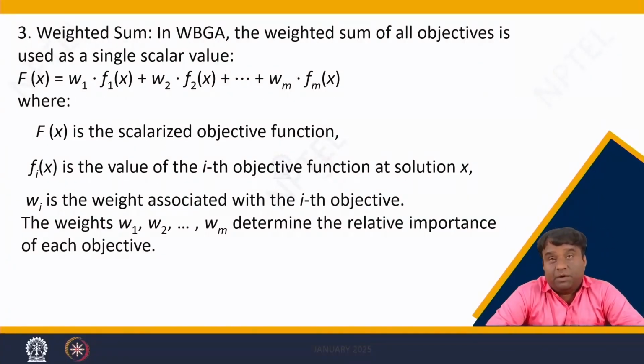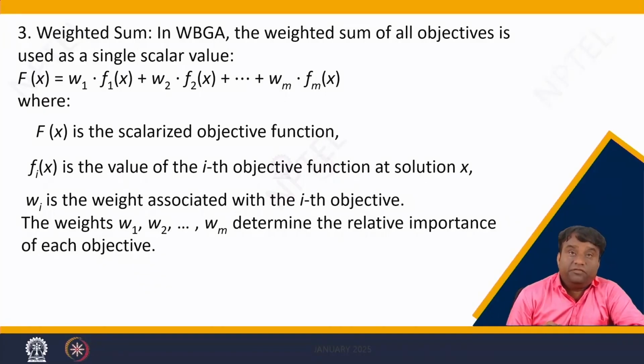Now, weighted sum. In WBGA, the weighted sum of all objectives is used as a single scalar value, that is F(x) = w1 f1(x) + w2 f2(x) and so on up to wm fm(x), where F(x) is the scalarized objective function, fi(x) is the value of the ith objective function at solution x, and wi is the weight associated with the ith objective. The weights w1, w2, ..., wm determine the relative importance of each objective, and the summation of wi for i equal to 1 to m equals 1.